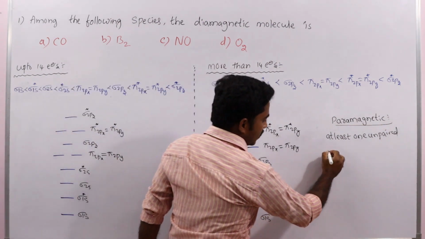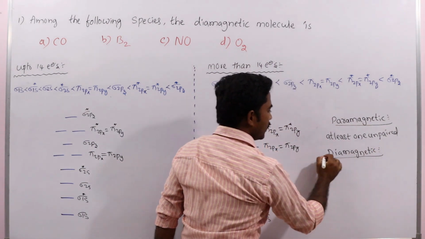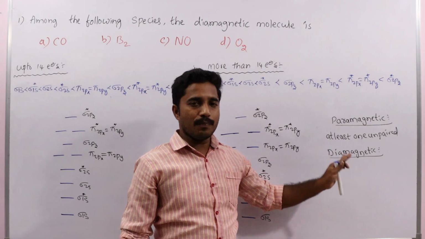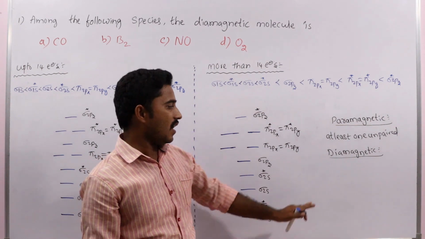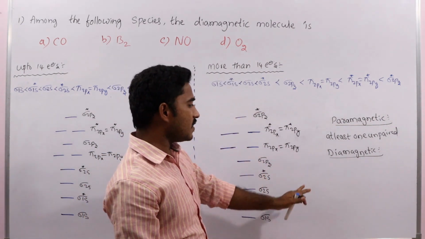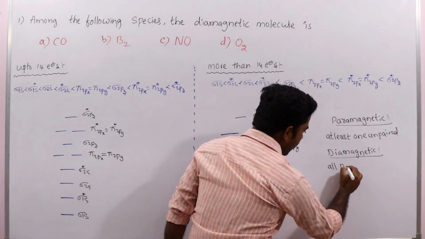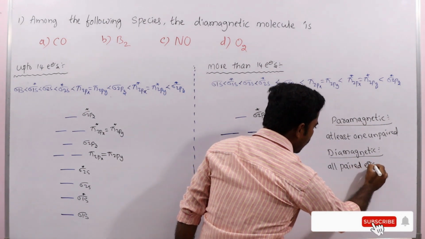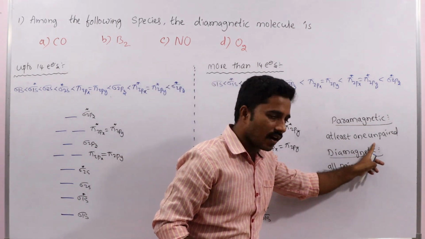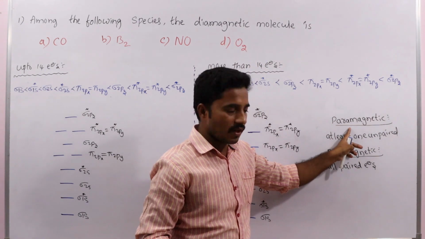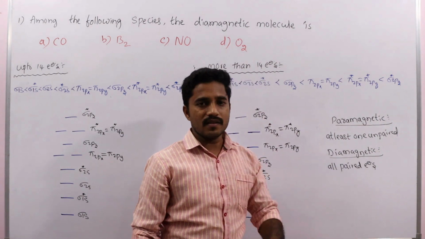Next one is diamagnetic substance. Diamagnetic substance means the substance which is repelled by the external magnetic field. To show this diamagnetic nature, the substance should have all paired electrons. All paired electrons are required. If a substance contains at least one unpaired electron, it is called a paramagnetic substance. If a substance contains all paired electrons, it is called a diamagnetic substance.